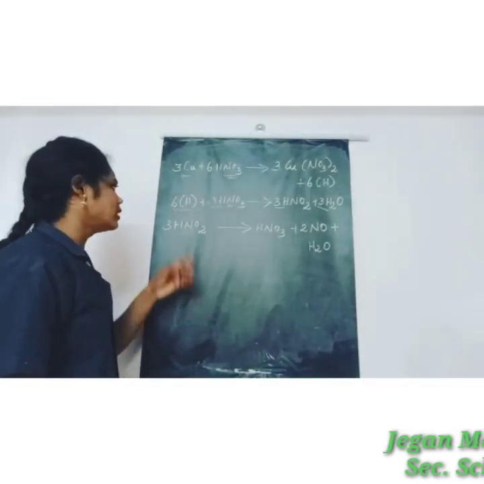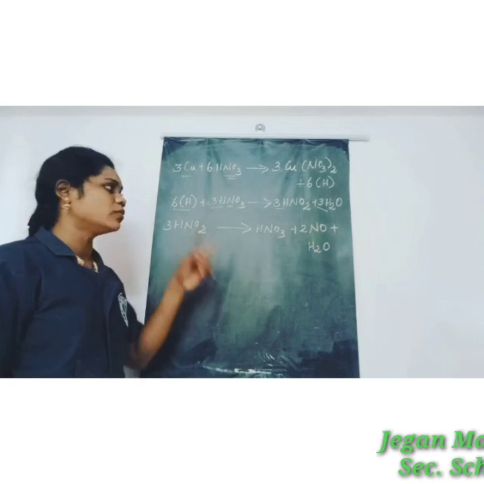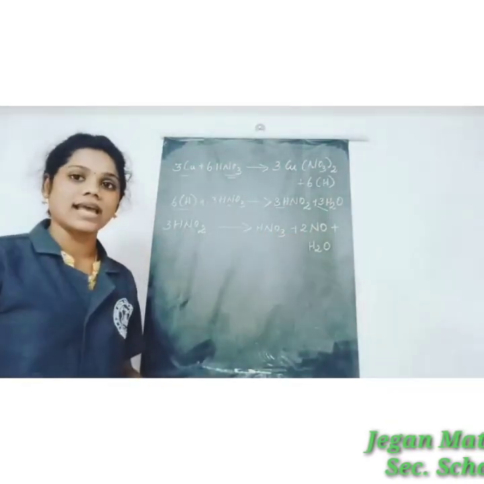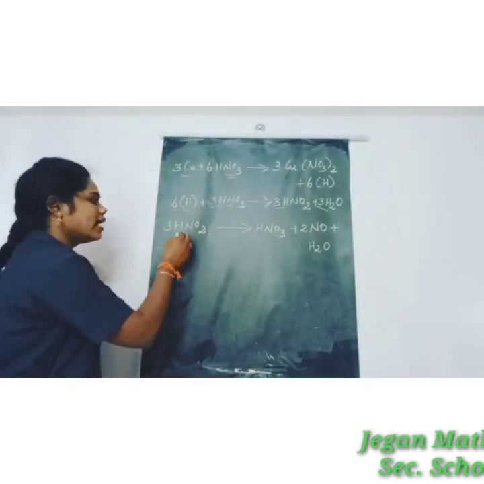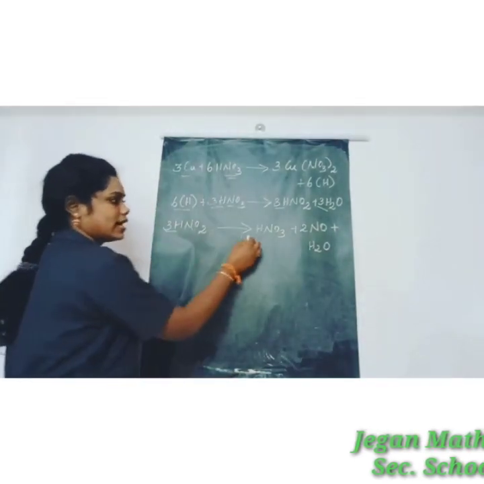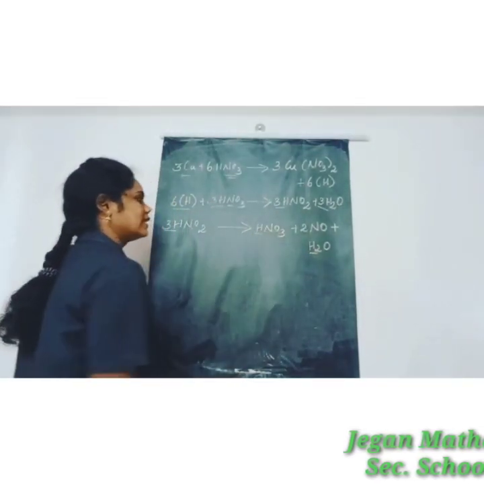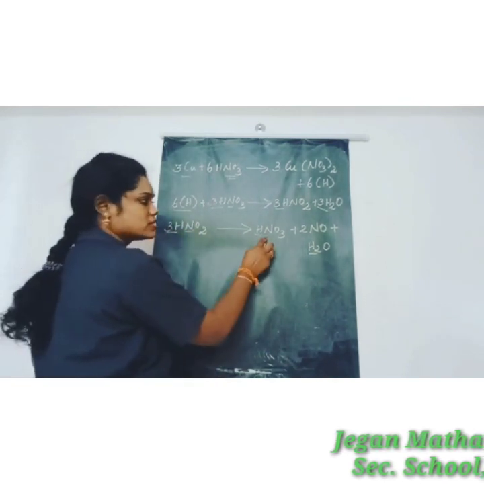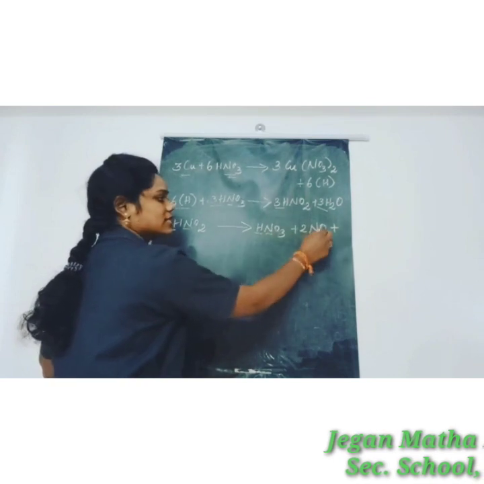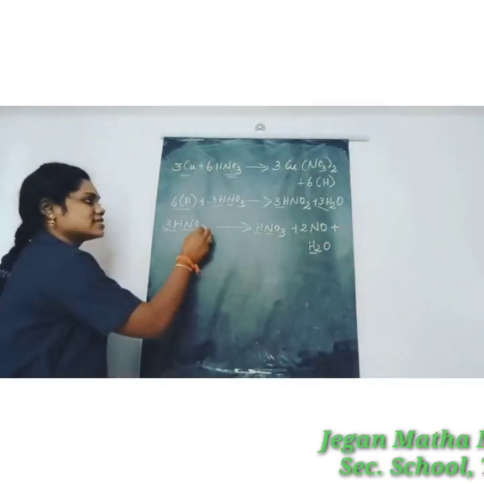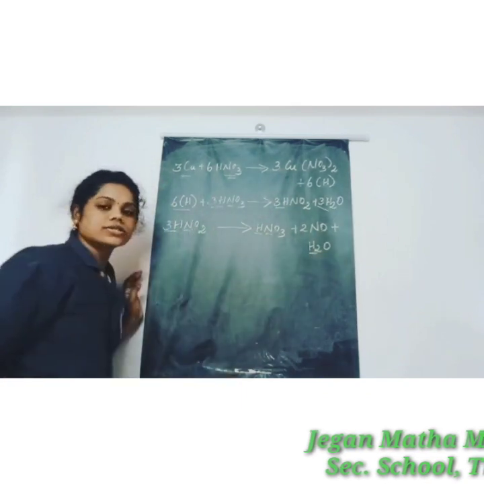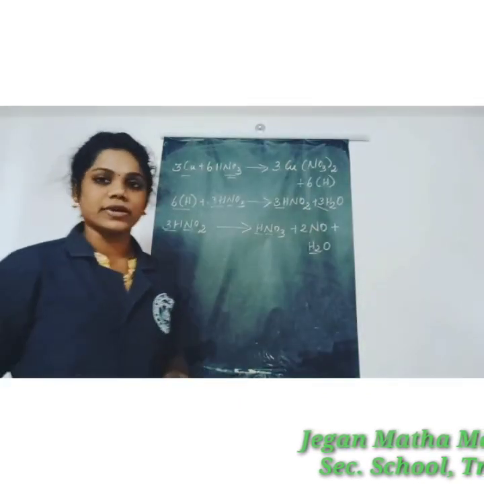And then see the next one, 3 times of HNO2, it gives nitric acid and NO plus H2O. Okay, so here hydrogen 3 times, so here hydrogen 1, 2, 3, 3 times, and nitrogen here 3 times, so here also nitrogen 1 plus 2, 3 times. And oxygen 3 2s are 6, so here 3, 4, 5 and 6. So the 3 equations are balanced.